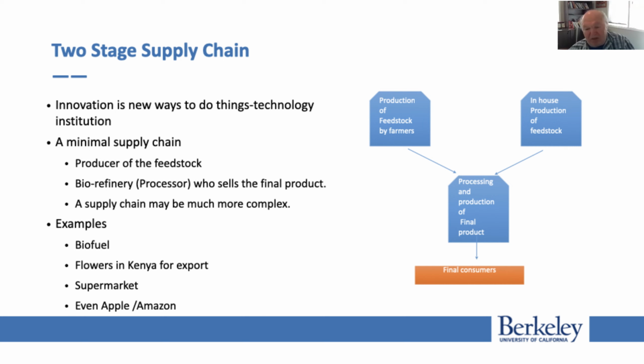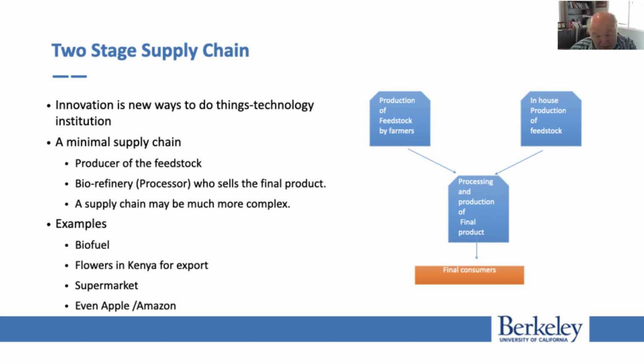You have oil wells, and then you have refinery, and then you sell it to the final consumer. In many cases, you have new supply chains that are very creative. For example, a Danish entrepreneur developed a supply chain of flowers. They are grown in Kenya, they are processed in Kenya, they are shipped to Europe, and then they are distributed within Europe. So again, the feedstock is the flowers, the processing is shipping and selling.